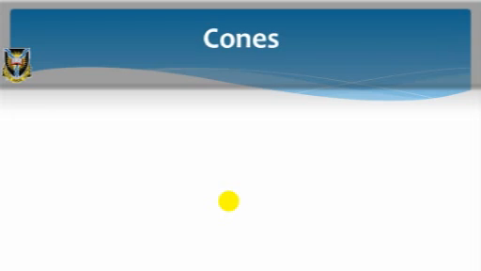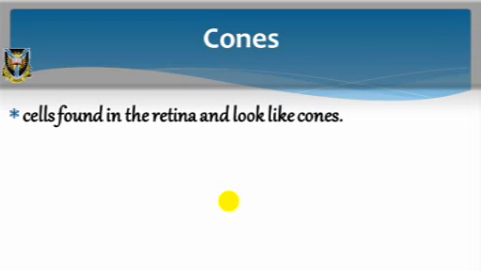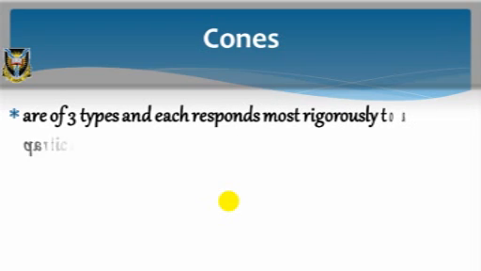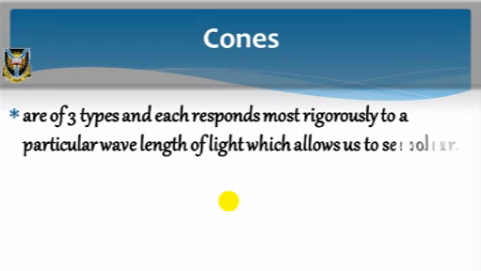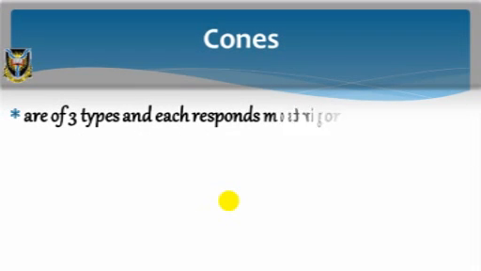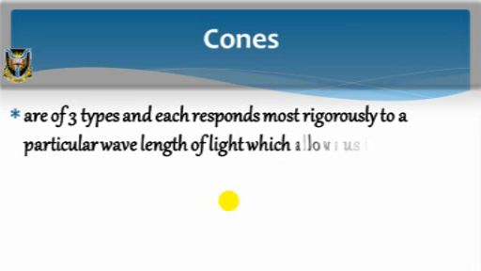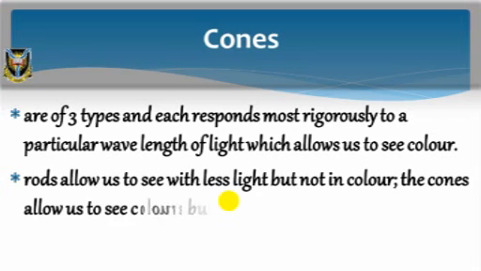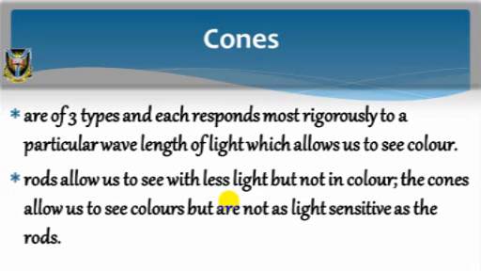Cones. This is a cell found in the retina. They look like cones. They are not as sensitive to light as the rods. They are of three types, and each of the three types of cones responds most vigorously to a particular wavelength of light, which allows us to see color. Each eye contains between 5 million and 6 million cones.